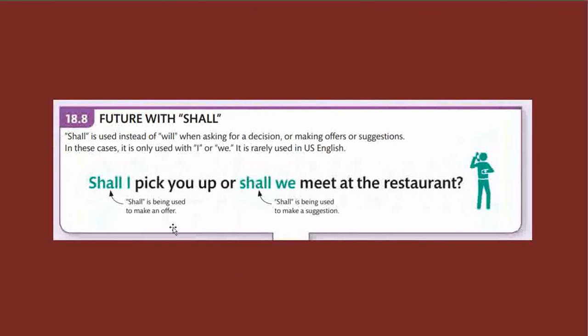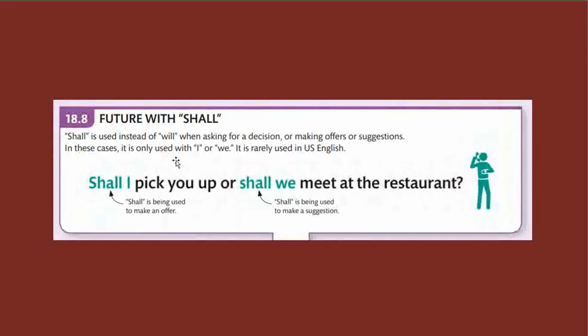The next pointer that we have is the use of shall. Now we need to establish the difference between when to use will and when to use shall. Shall is used instead of will when asking for a decision or making offers or suggestions. In this case, it is only used with I or we. I or we, that is first person pronoun, we use shall. It is rarely used in US English.